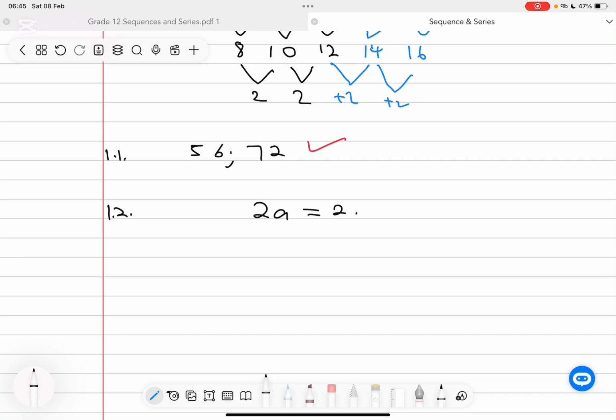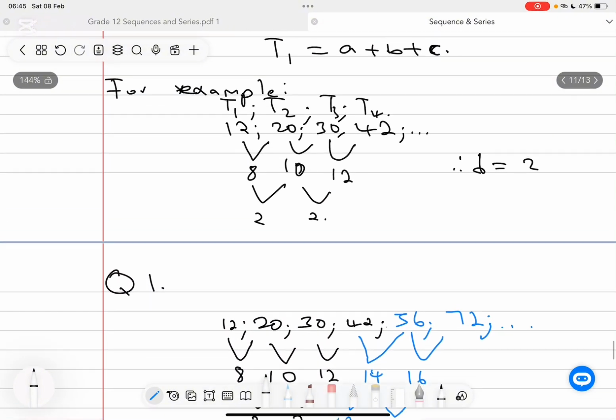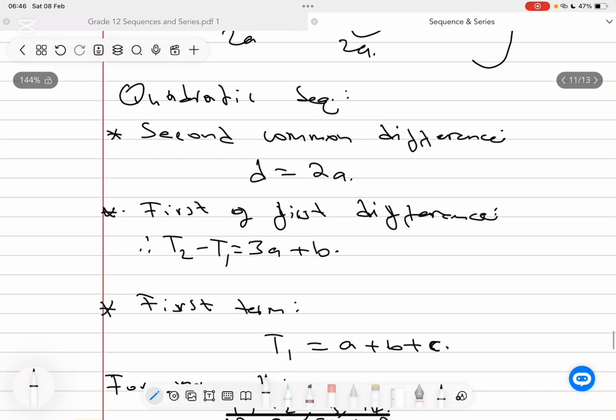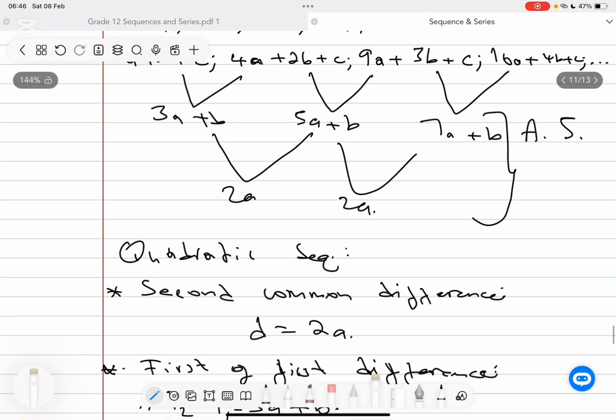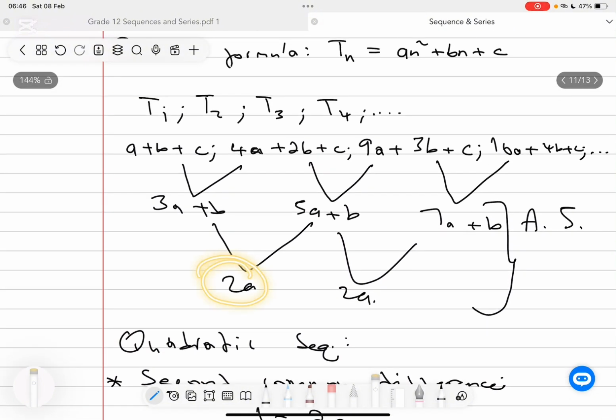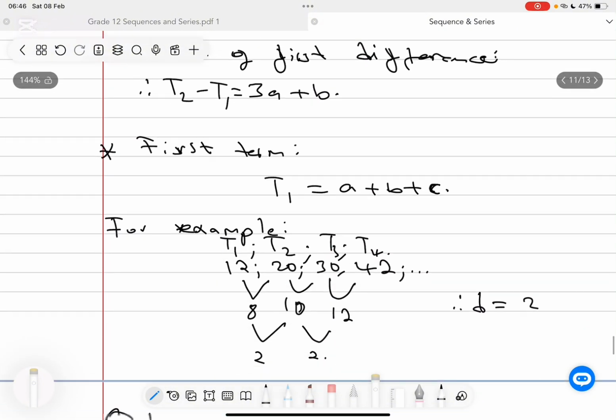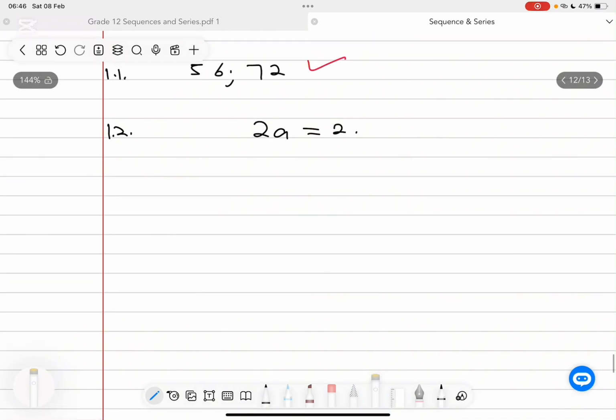Now let's back up a little bit. I'm going to go back to our previous lesson, just to remind ourselves. Remember, the property of a quadratic sequence is that the second common difference is given by d equals 2a. That's why I'm saying 2a would be equal to 2 in that case, because it's the second common difference. This is what we got in general in that lesson, and that's what we are doing here.